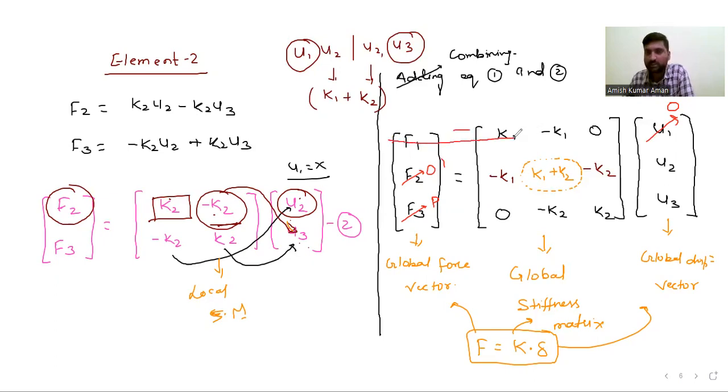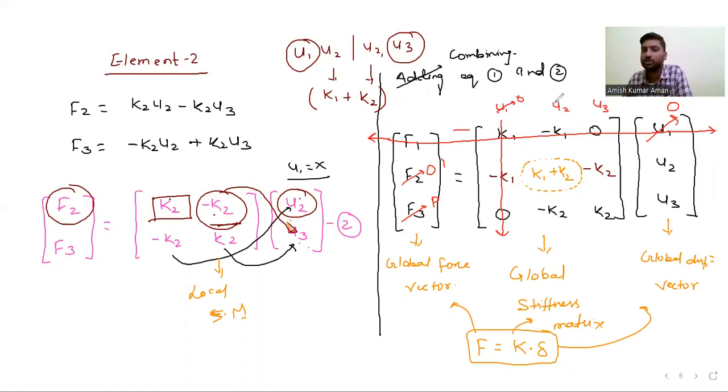We are going to remove this row. Just remove this row, right? And this one, because this is for u1, this is for u2, and this is for u3. So u1 value already you have done 0. So if u1 is 0, remove the whole row and column in the stiffness matrix related to that.